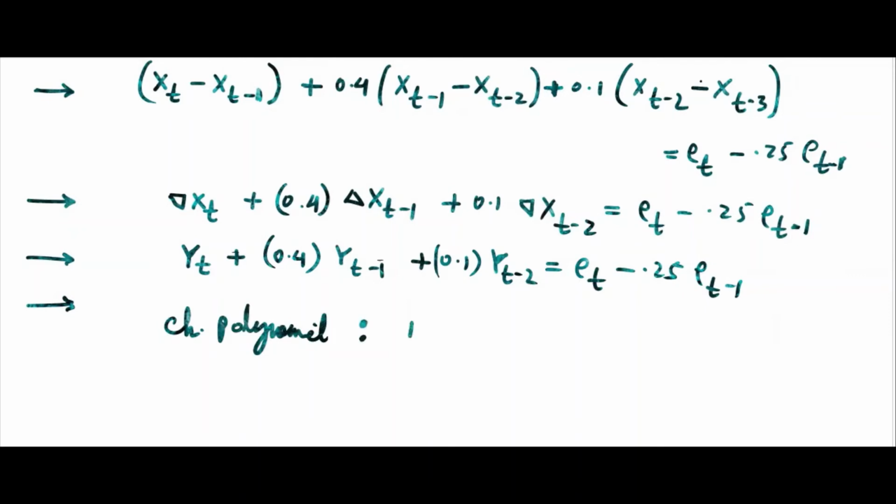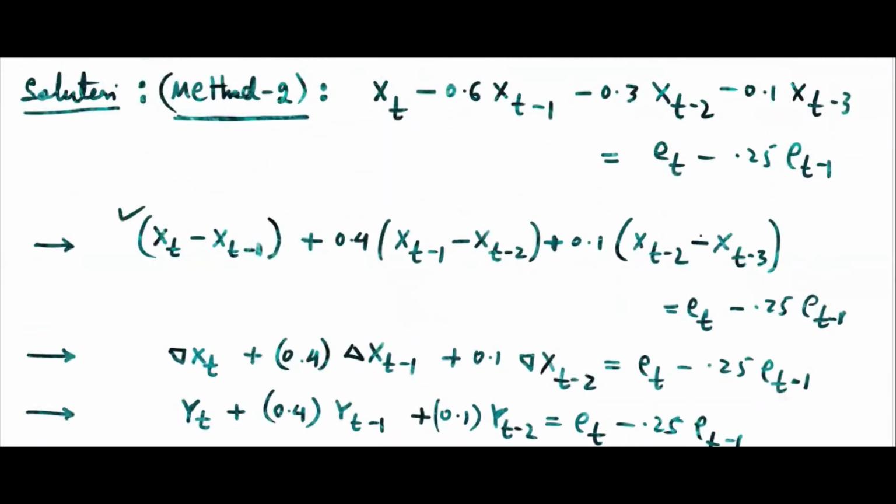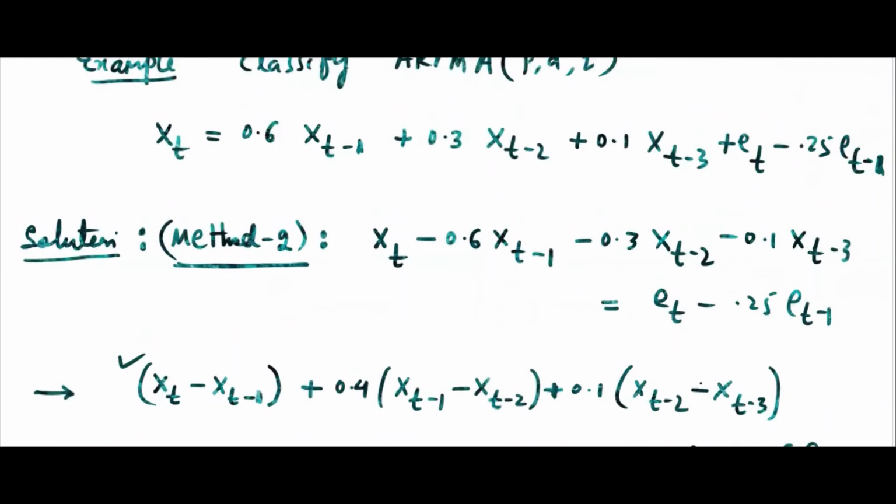That is 1 plus 0.4b, we write z, okay, plus 0.1 z square. Then check this way. Even before applying this method, you could have checked here as well. That is the normal procedure. In method 2, you find the characteristic polynomial here and check for the roots. Okay, check for the roots.